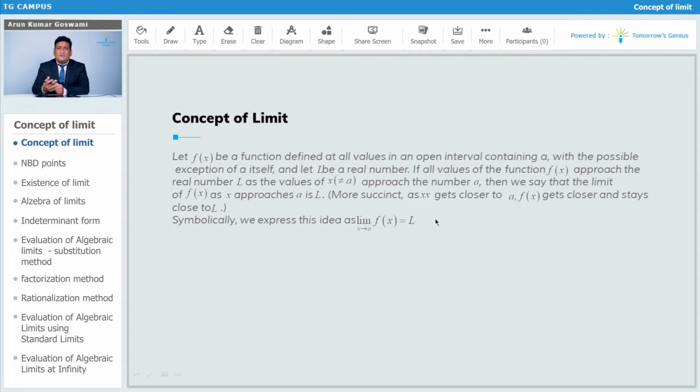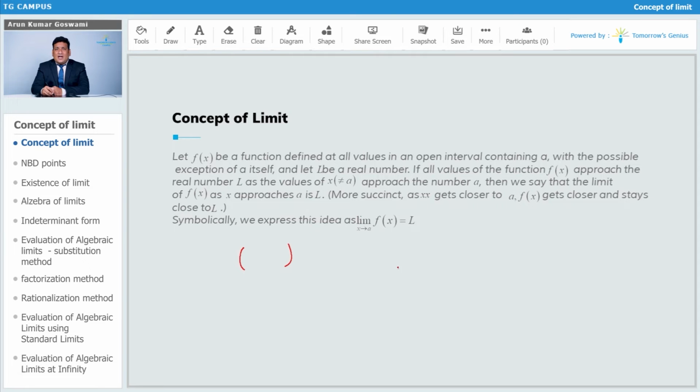We have more work for the limit, but right now the basic concept of limit is: let f of x be a function defined at all values in an open interval. Hope you are aware of the open interval part. When we talk about open brackets, you can say an open interval containing a, with the possible exception of a itself, and let L be a real number such that the values of the function f of x approach the real number.